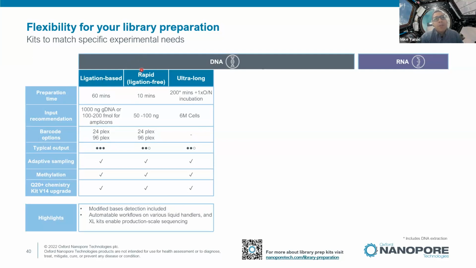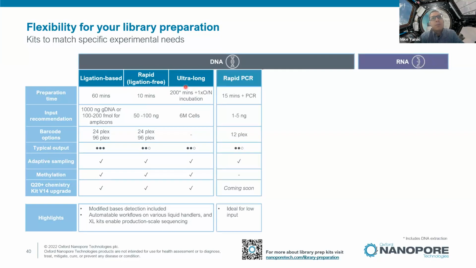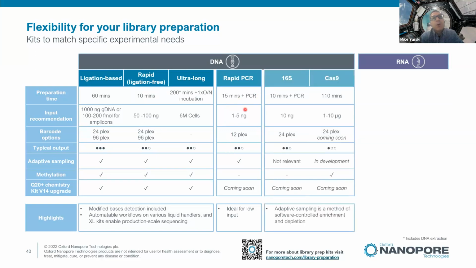We have a rapid kit, which is a 10-minute, which is fantastic for in-field. Also, if you really have reasonably low input, but I'll show you that in a slide. And we have the ultra long when you're doing things like the telomere to telomere or novel species that you're trying to do de novo assembly. If you have really low input, we do have a PCR where you can do like whole genome amplification protocols as well, very much similar to some of the short reads, but you can actually take advantage of the longer reads, but with low inputs.